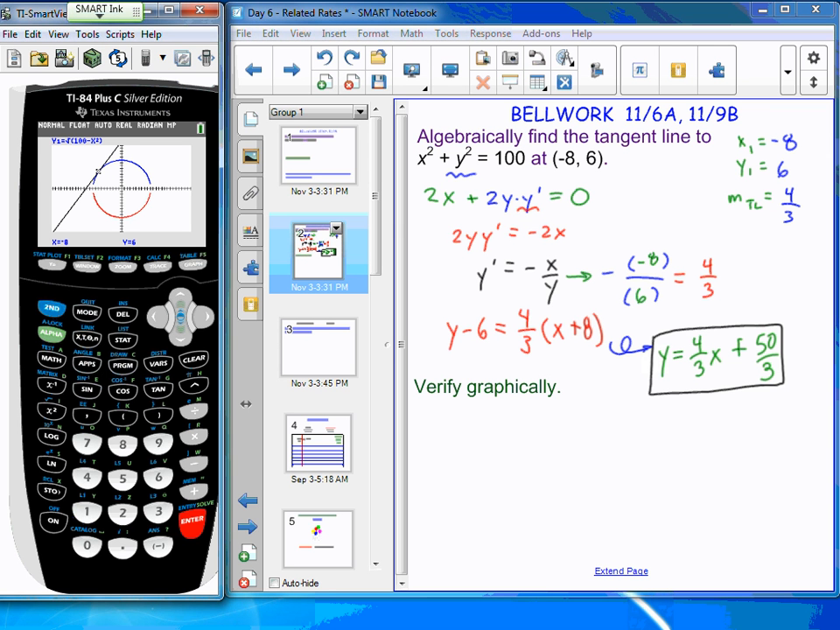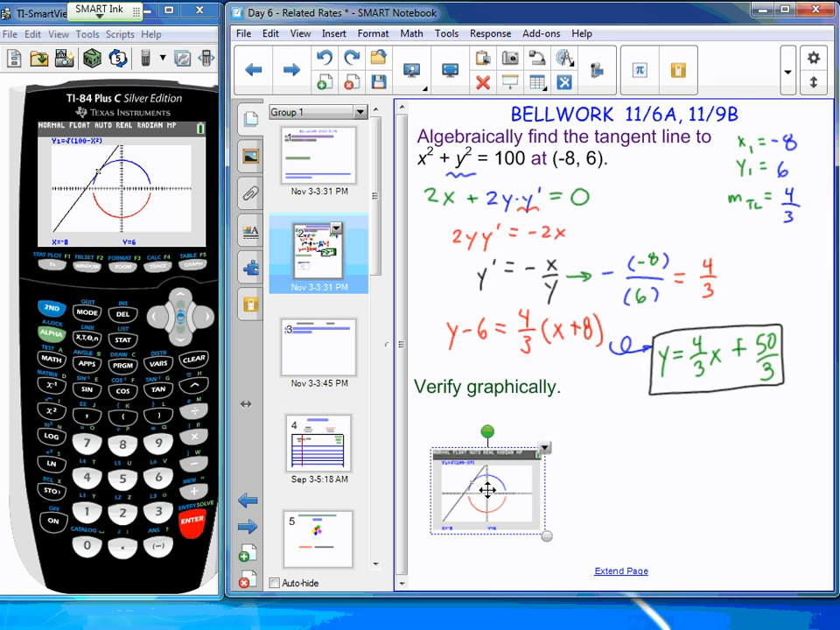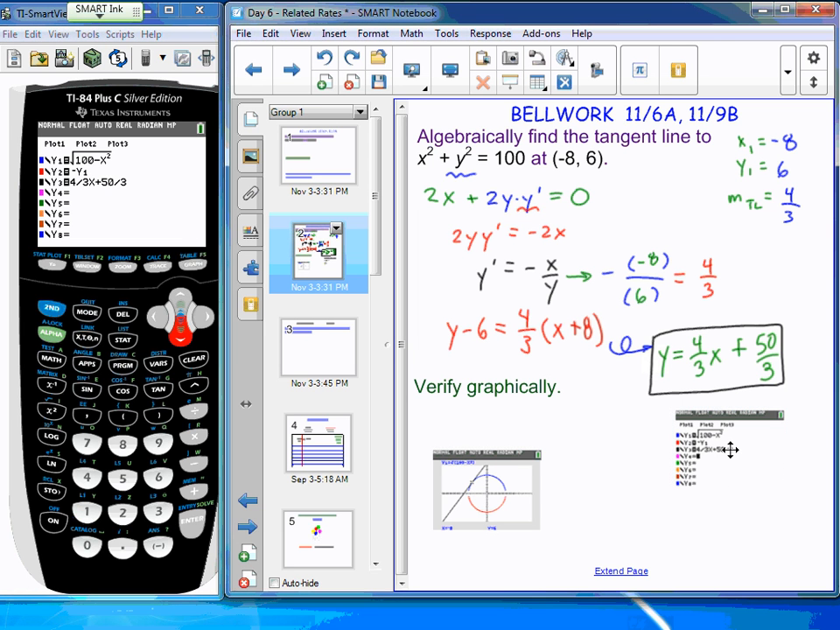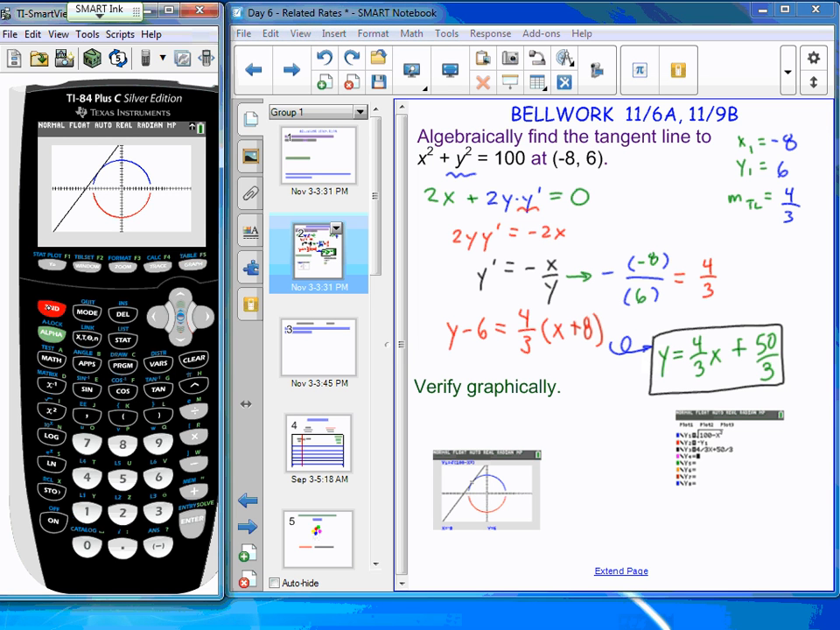What other way could we verify using our grapher? Sophia? We could utilize the draw tangent feature. Everybody, let's try that. On my graphing calculator, I could utilize the draw feature: from the graph, second program is the draw menu, and the fifth option is tangent.